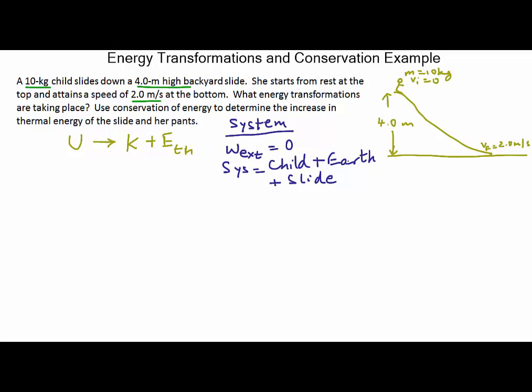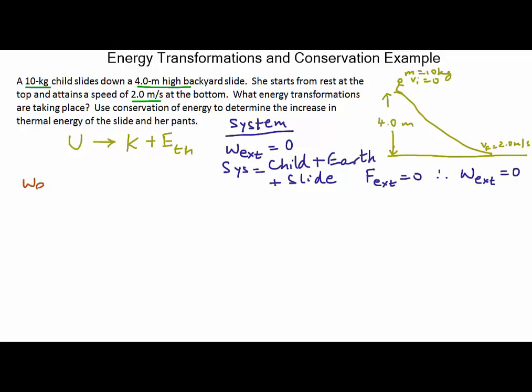Now all of the forces are internal forces. The earth applies a force on the child and vice versa. The slide applies a frictional force on the child, and that's got an equal and opposite pair. So all of the forces now will be internal. So if I define the system as these three things, my external force is 0, and therefore my external work is 0, and hence I can use energy conservation.